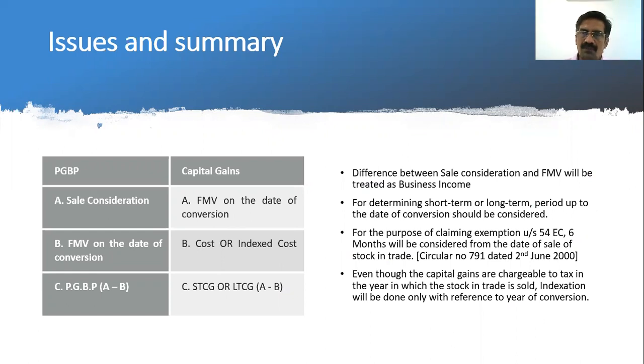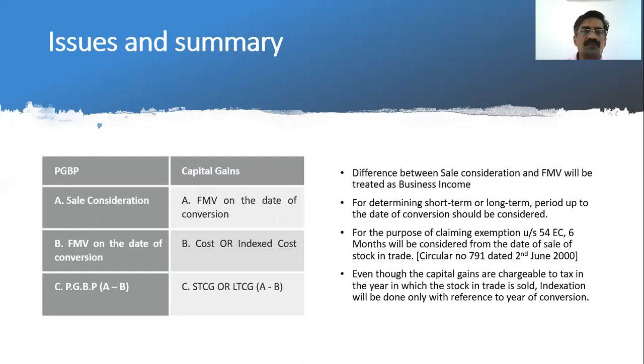54EC is available for a period of 6 months from the date of transfer. Now, the date of transfer is the date of conversion, right? So, assuming I convert on 1st of October 2018 and sell it on 1st June 2019, by the time my capital gains arises, my 6 months period will have come to an end. So the question which arises now is, from which date will the 6 months be considered?